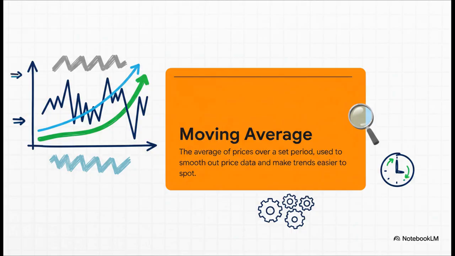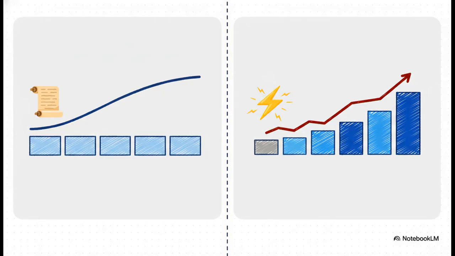Now, you should know that not all moving averages are the same. You've basically got two main flavours. The first is the simple moving average, or SMA. I like to think of this one as a historian. It looks at, say, the last 50 days and treats every single one of those days as equally important. So it's steady for sure, but it can be slow to react. Then you have the exponential moving average, the EMA. This one is more like a journalist. It cares way more about what happened today than what happened 2 months ago. It gives more weight to recent prices, which makes it react much, much faster.